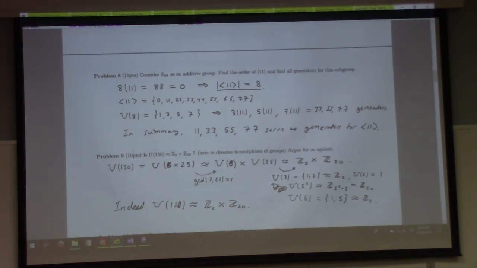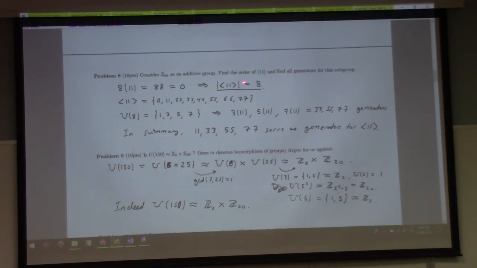But anyway, Z88 is an additive group. Find the order of 11. All right, the subgroup generated by 11. Okay, so 8 times 11 is 88, which is 0. In other words, the order of the element 11 is 8, right? And in particular, here's what it is.